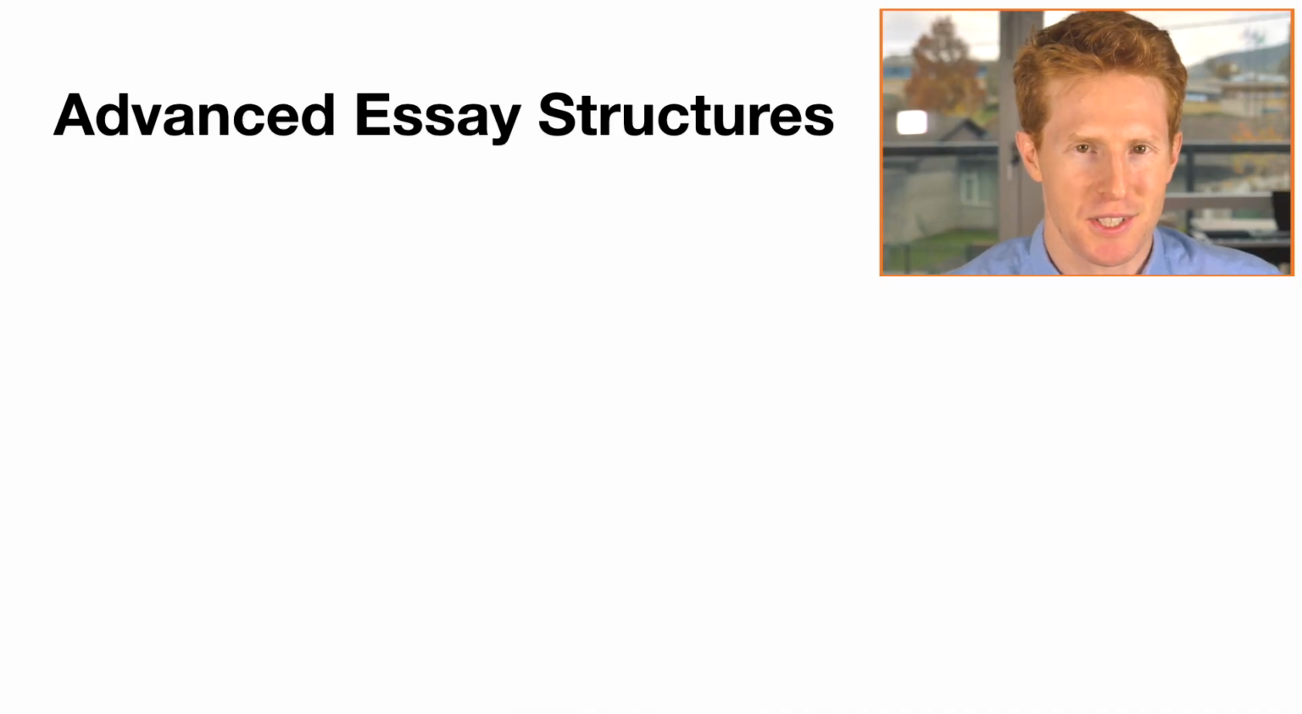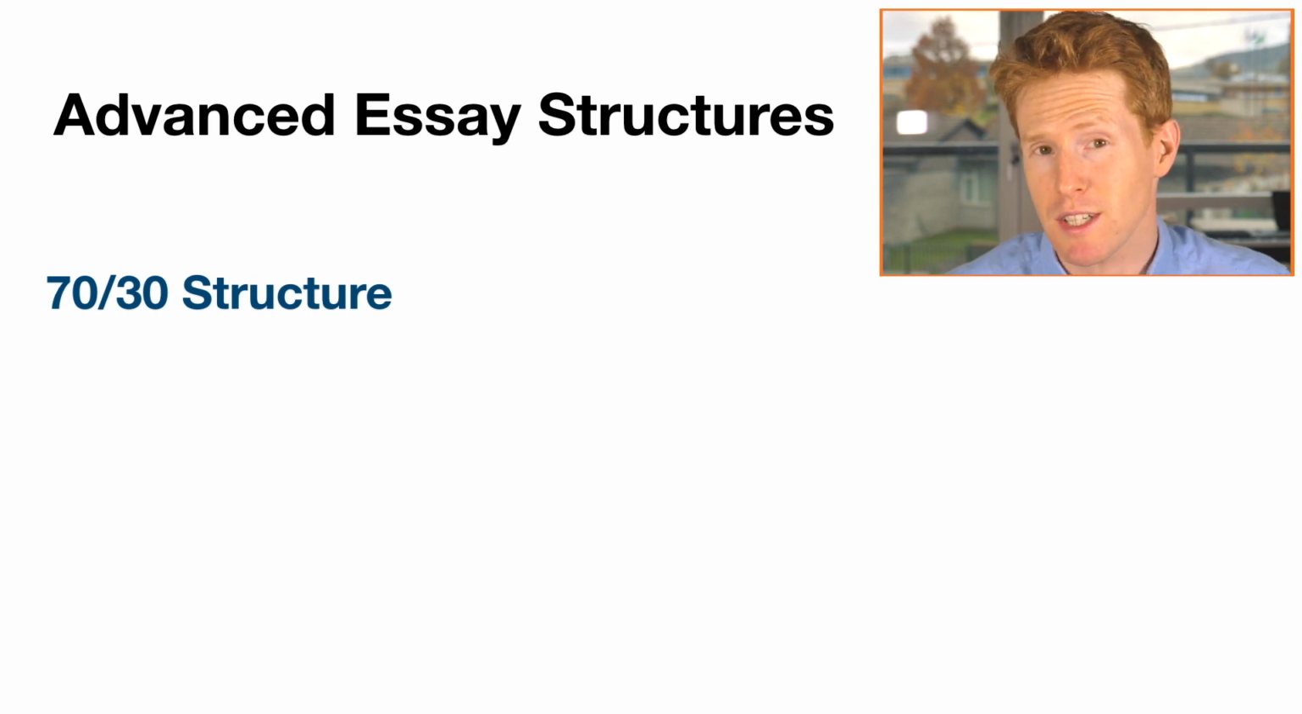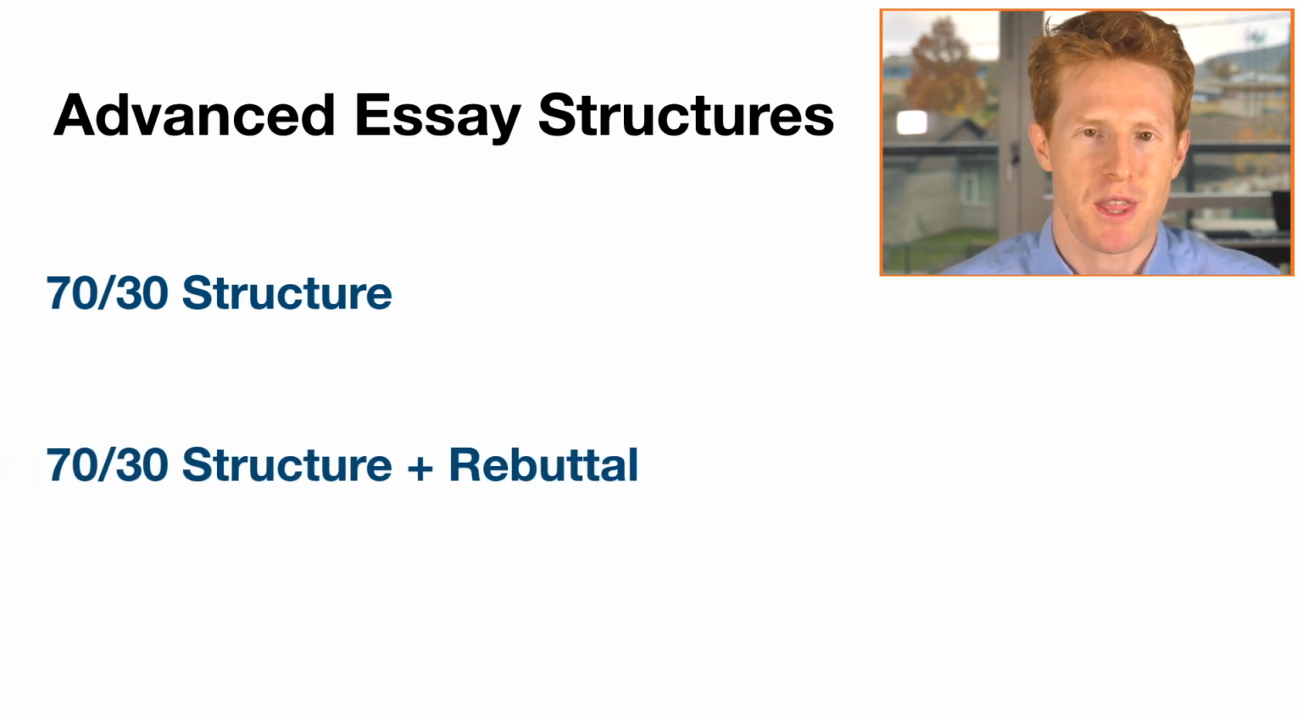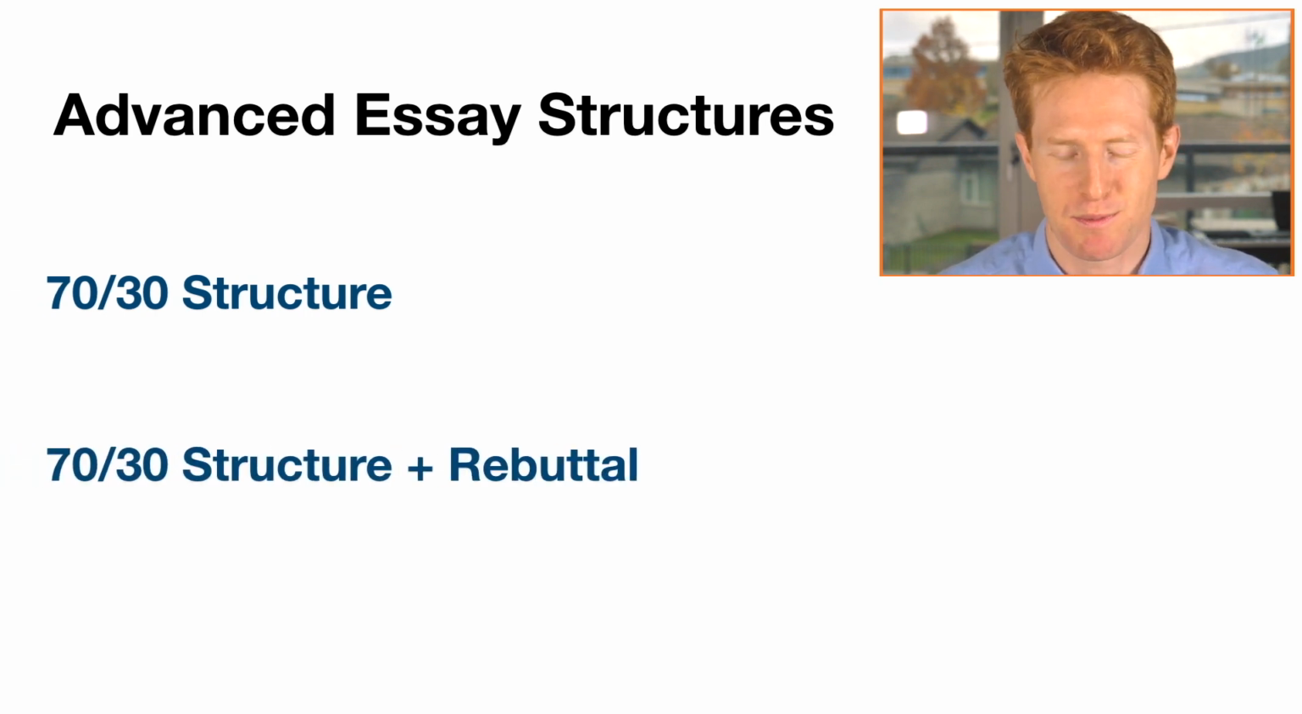This lesson is only for students that have already been able to get Band 7 in their writing, or maybe know that they can get Band 7 in their writing. But the ones that are aiming for 7.5, Band 8, Band 8.5, or even Band 9. And that's because we're going to be looking at advanced essay structures. So, for example, the 70-30 structure or the 70-30 structure plus a rebuttal.